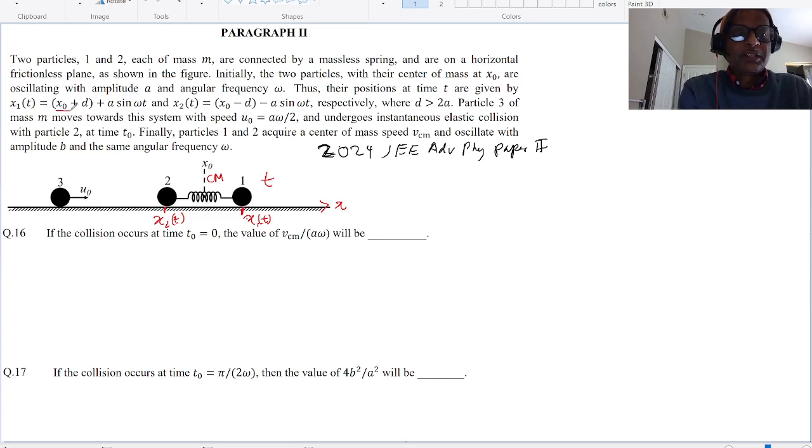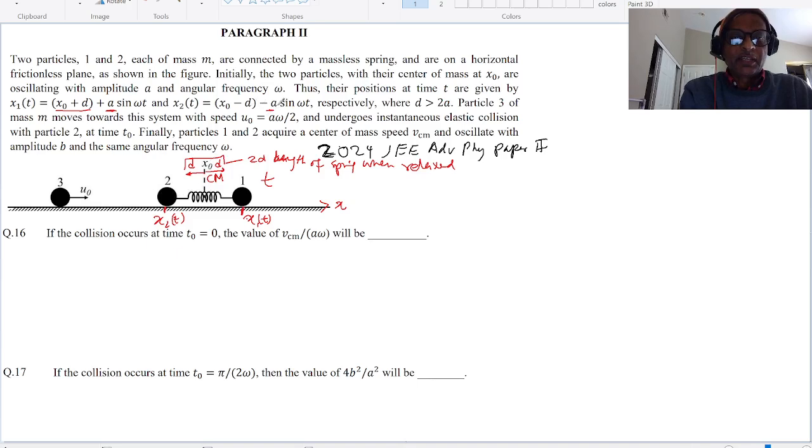From the look of it, this side is d, and so 2d is the length of the spring when it's relaxed. This is the amount that's stretching back and forth for this ball, and this amount is stretching back and forth for that ball.